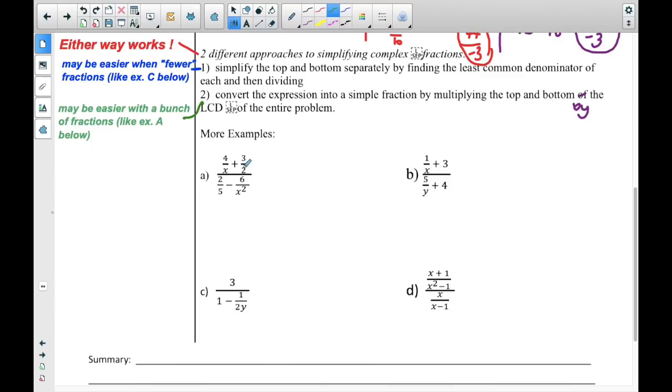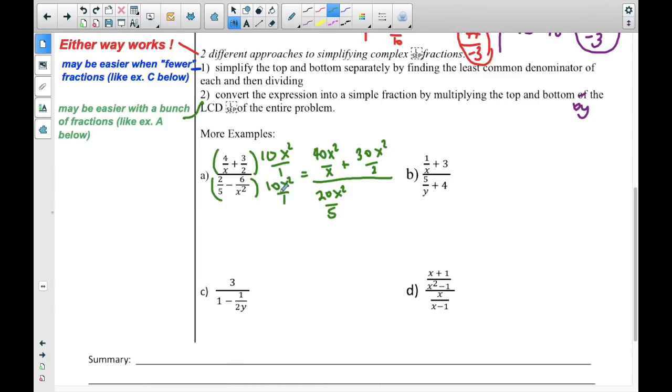And that is, I want to look at my common denominator for all 4 of my little tiny fractions. I have a 2, an x, a 5, and an x squared. So my common denominator is 2 times 5 times x squared. That's 10x squared. So I'm going to multiply everything by 10x squared over 1. So I'm going to distribute 10x squared times 4 over x is 40x squared over x. I distribute it to the next one, and I'm going to get 30x squared over 2.